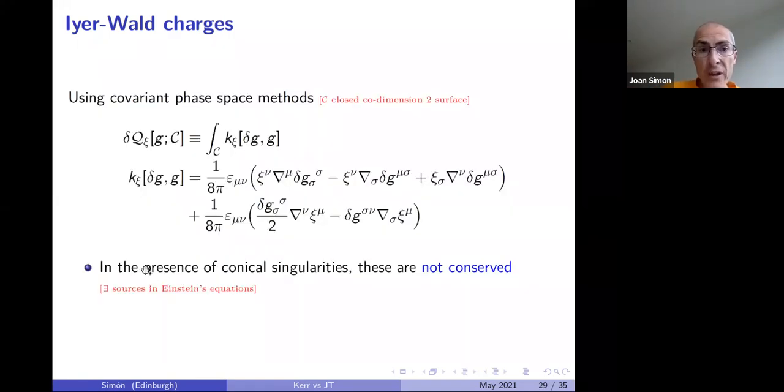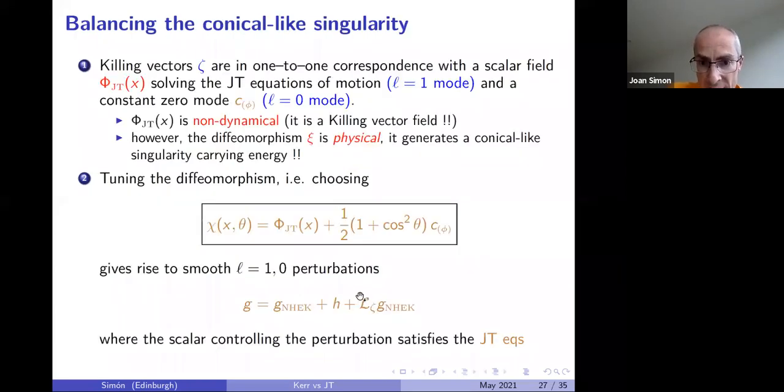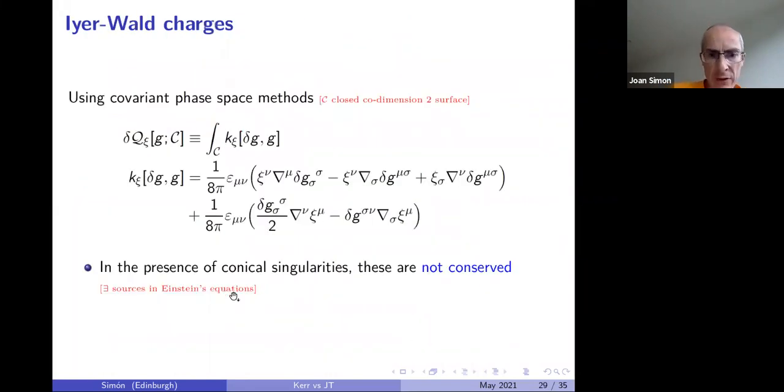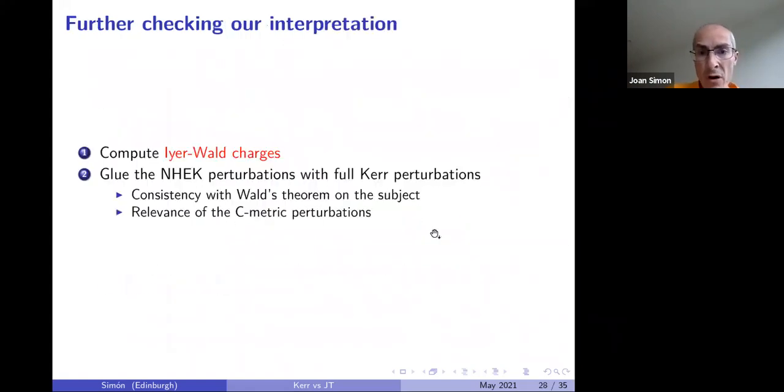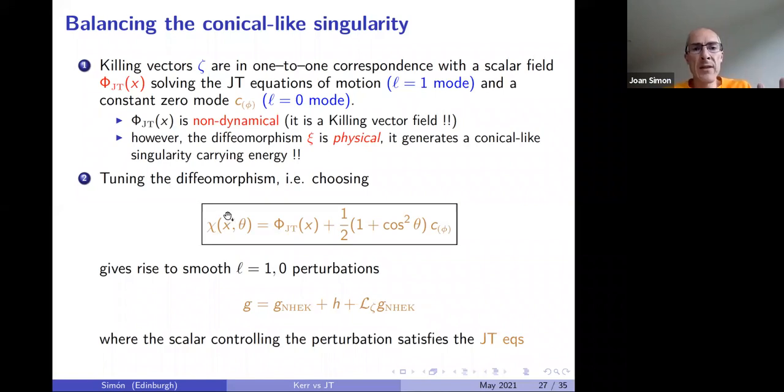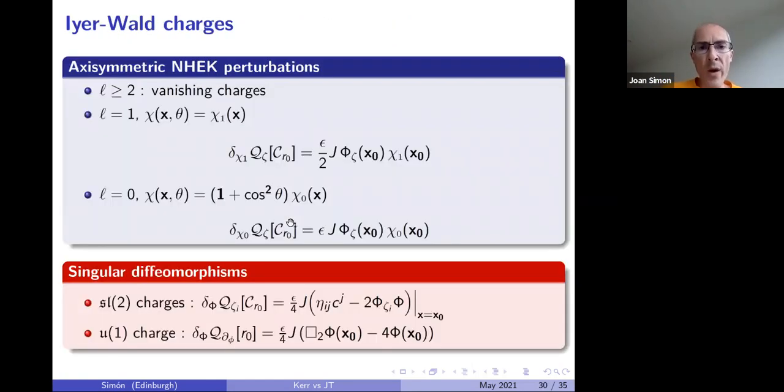If I compute the charges associated with this piece, which is the singular diffeomorphism, this is to convince you that these things are physical. I get charges and they are not conserved. This is what I get. And the claim, if we are right, is that if we tune the two contributions to be related by this box, I should get a conserved charge. And that's precisely what happened for us.